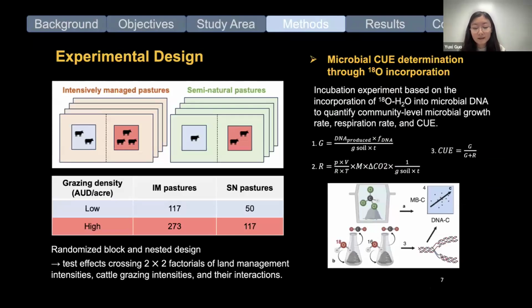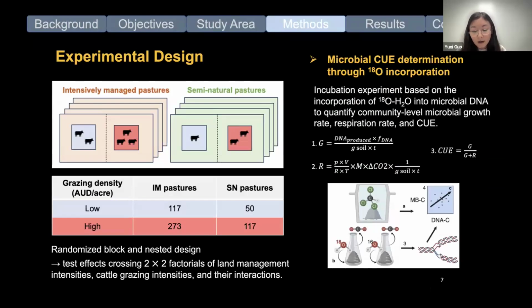We implemented a nested factorial design, crossing these 2 management intensities with 2 levels of grazing pressure. The grazing treatment ranged from 50 to 273 animal unit days per acre, representing the range of the original practices.